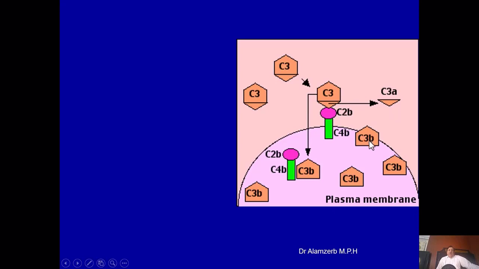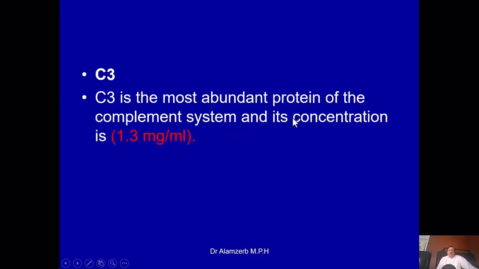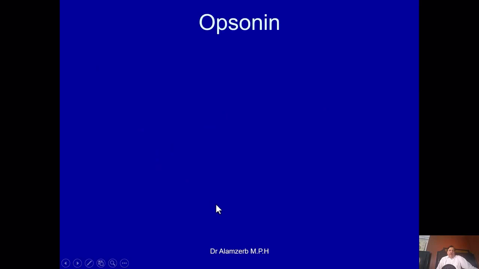One, it multiplies multiple times and produces many molecules of C3B, which are active molecules of the C protein, and these molecules decorate or deposit on the cell membrane surface. And also this C3B attaches to the C4, which actually makes a C3 convertase for the protein C. C3 is the most abundant protein of the complement complex, and its concentration is 1.3 milligram per milliliter.